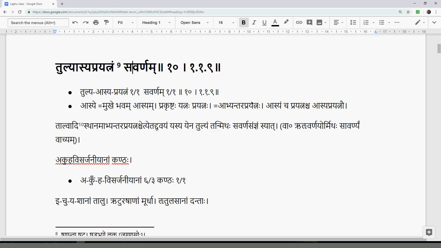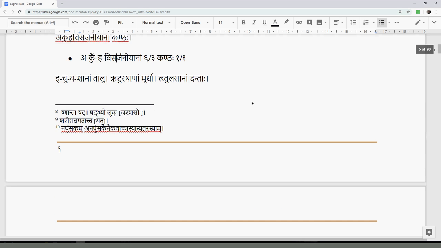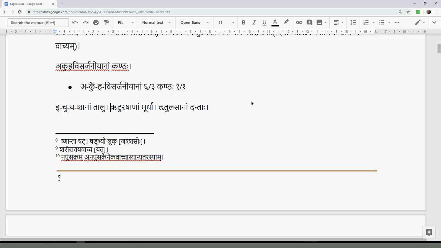However, why did the Vartika say that? Because here asya and prayatna should be seen for both to become savarna by this sutra, tulyasya prayatna. Now ru, what is the ru sthana? See, ru is what?